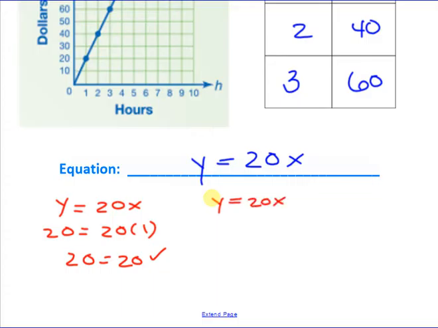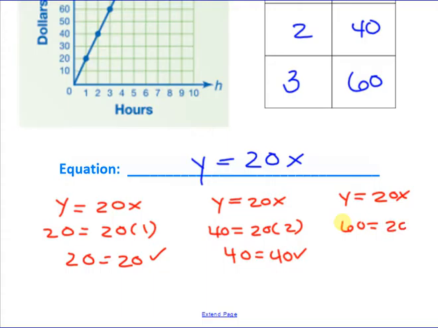Y equals 20x. So I'm going to put 40 in for y, 2 in for x. 40 equals 40. That checks out. Y equals 20x. I'm going to put 60 in for y, 3 in for x. 60 equals 60. That checks out. So our equation is correct.